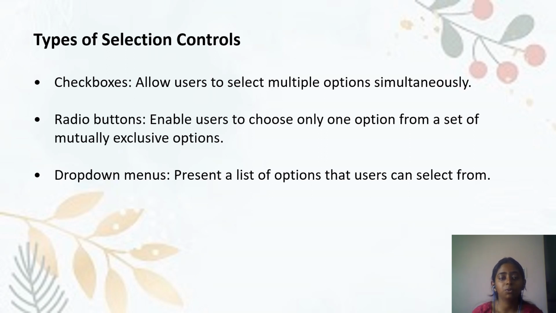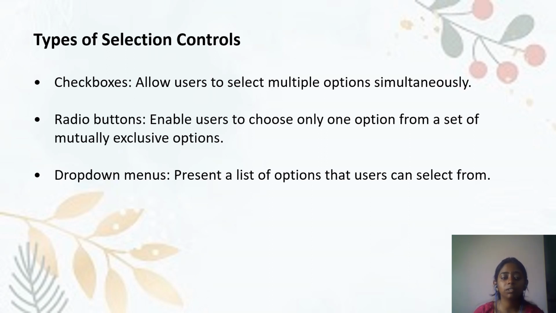So moving on to radio buttons. They enable users to choose only one option from a set of mutually exclusive options. So when we are using radio buttons, we will be able to select only one option from many. The difference between checkboxes and radio buttons is that in checkboxes we will be able to select multiple options, whereas in radio buttons we will be able to select only one option.